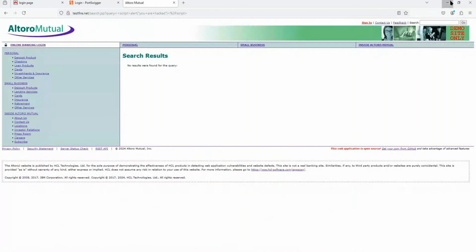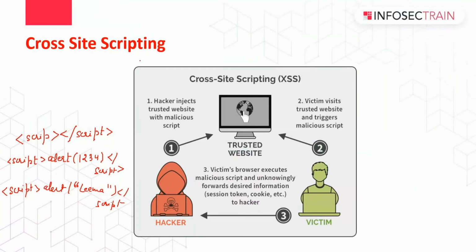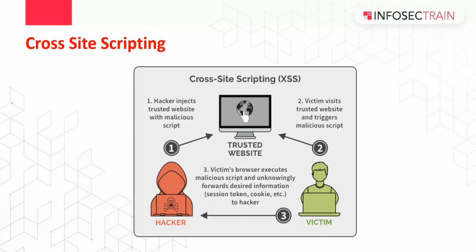So now let's see the types of cross-site scripting. I'll write here. There are three types of cross-site scripting. The first one, which we used, is reflected. Reflected cross-site scripting is what we did right now.